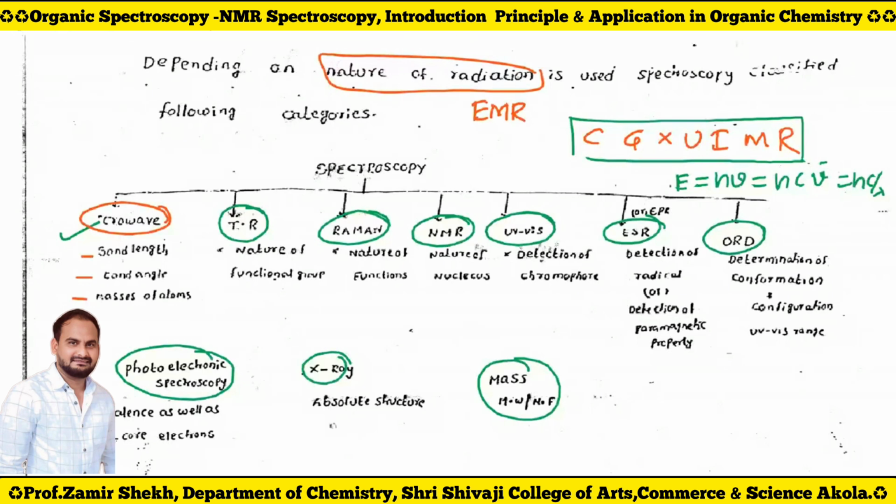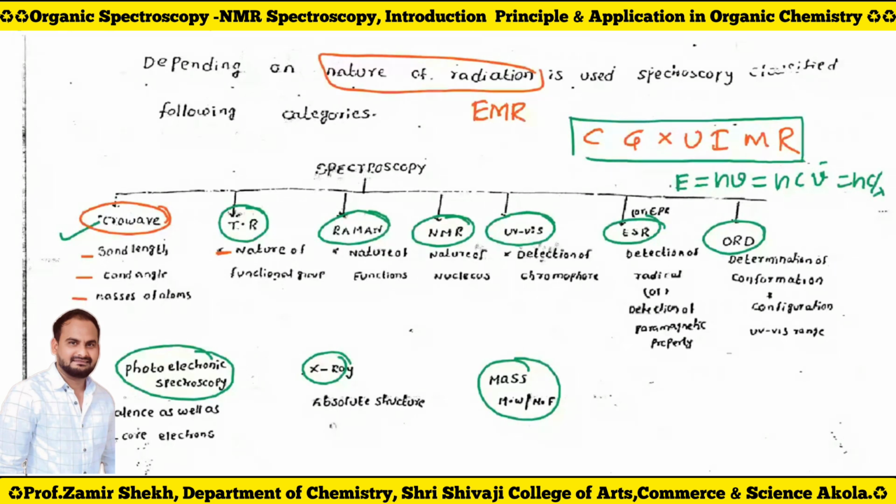Microwave spectroscopy means that when we irradiate with the microwave source, the sample starts rotating. That's why it is called rotational spectroscopy. In IR spectroscopy, when infrared radiation interacts with the sample, your sample starts vibrating. That's why it's called vibrational spectroscopy. This technique is useful to predict the nature of functional groups, that is, functional groups can be predicted with the help of this technique.